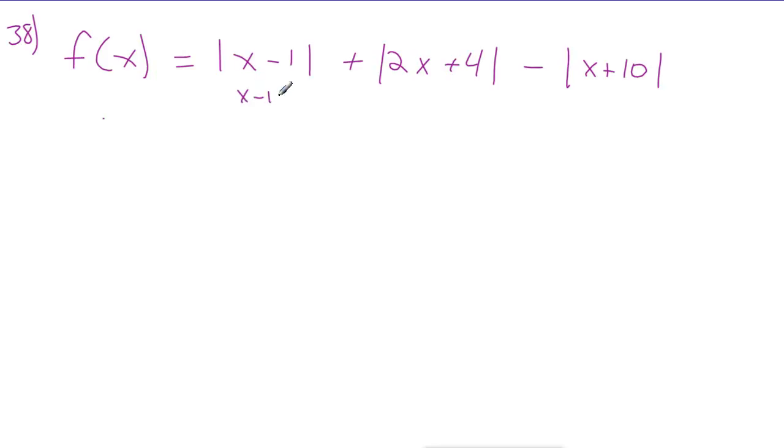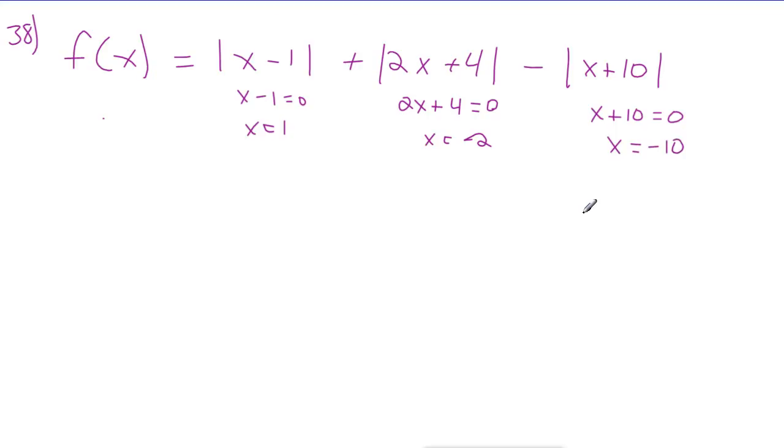So we'll get x minus 1 equals 0. Then we're going to do 2x plus 4 equals 0. And then lastly here, we're going to do x plus 10 equals 0. So these are going to give us the breakpoints for our piecewise function. Solving these, we'll get x equals 1, x equals negative 2, and x equals negative 10.